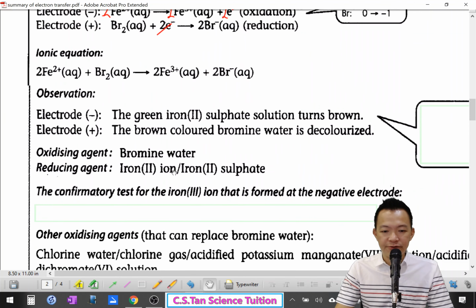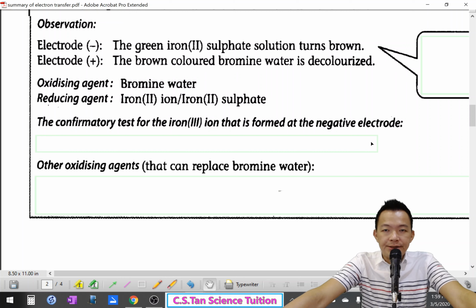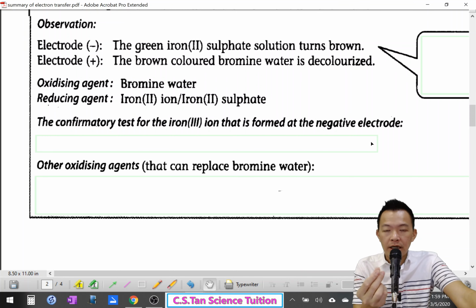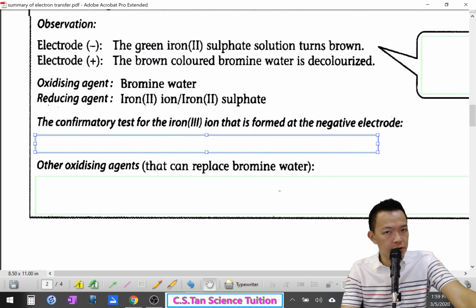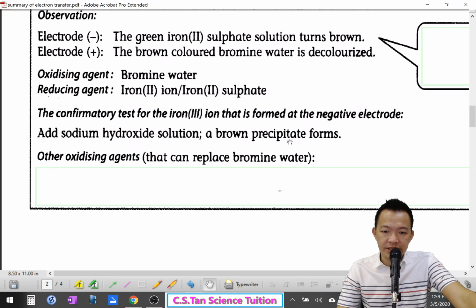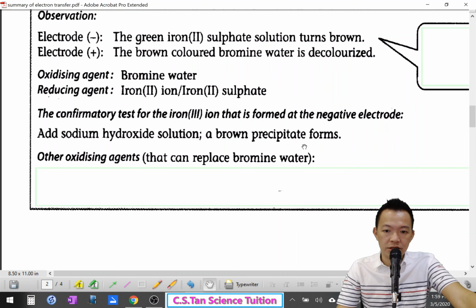Okay, confirmatory test for the iron 3 ion that's formed at the negative electrode. So how do you know the brown color is iron 3? Okay, add sodium hydroxide solution. Brown precipitate will be formed. The brown precipitate is insoluble in excess sodium hydroxide, or you can also use ammonia. So add sodium hydroxide solution, brown precipitate forms. The brown precipitate is insoluble in excess sodium hydroxide.